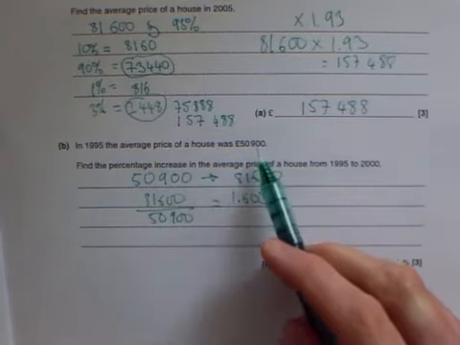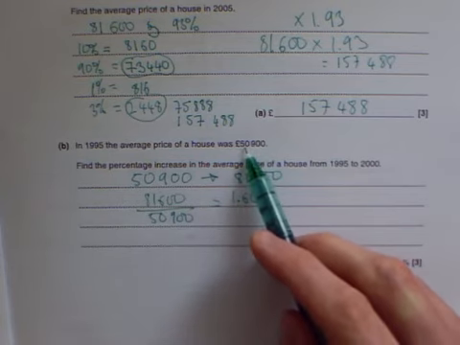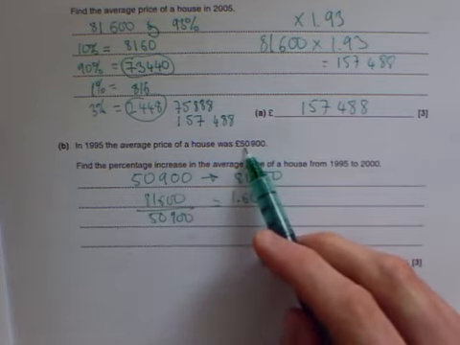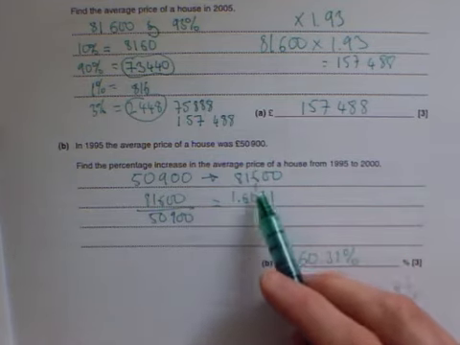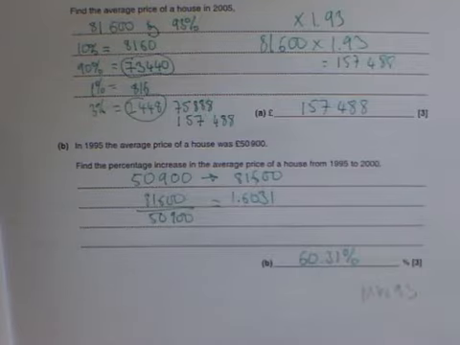Is that about right? If it went up by 50%, it would be another 25,000, which gives you about 75,000. It actually went up to 81,600, so it's a bit more than 50%. That seems about right to me. Okay, I'm trying to get there quite quickly.